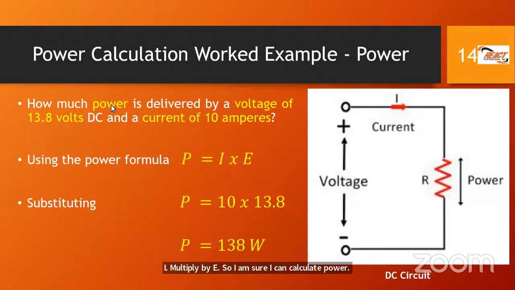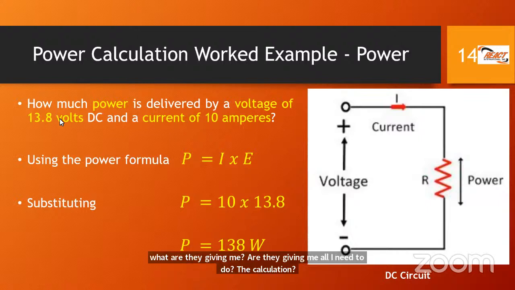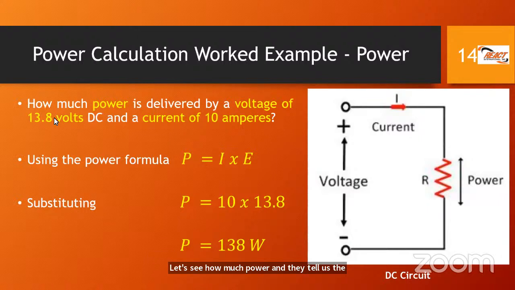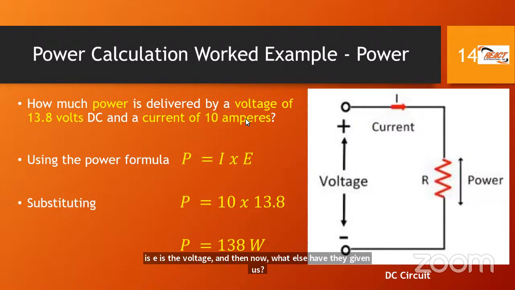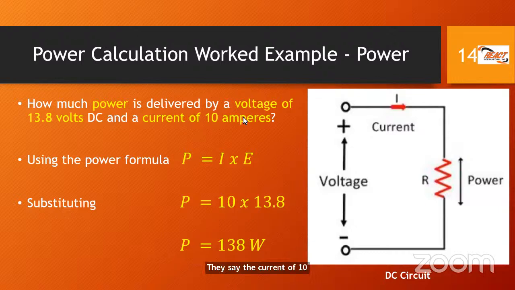Let's see how much power. And they tell us the voltage of 13.8 volts. Rather convenient. That is E. They have given us what E is. E is the voltage. And then now, what else have they given us? They say the current of 10 amperes. They have just put it in our lap. They have given us all of the information that we need to calculate power, because we know the formula for power is P is equal to I multiplied by E. Remember that little aide-memoire, pi, P-I-E? Right. So all we need to do now is substitute for I, which is the current, and substitute for E, which is the voltage, which they gave us in the question.